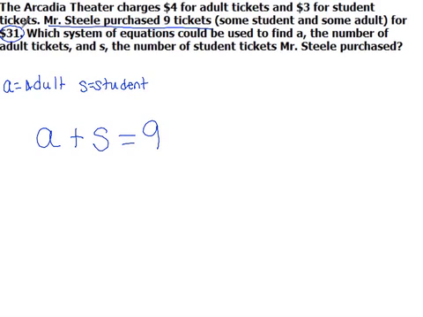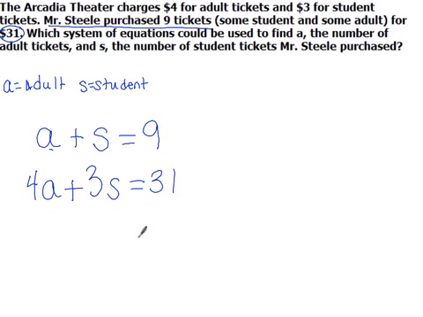Okay? So that takes care of that information. We know that he spent $31. So if we take the amount of money for the adult tickets and the amount of money for the student tickets and add them together, we'll get $31. Well, how much did each adult ticket cost? Each adult ticket costs $4. So $4 for every adult ticket plus $3 for every student ticket. If we add that amount together, that'll give us $31 here for that price of the ticket. Now, this is our system of equations.